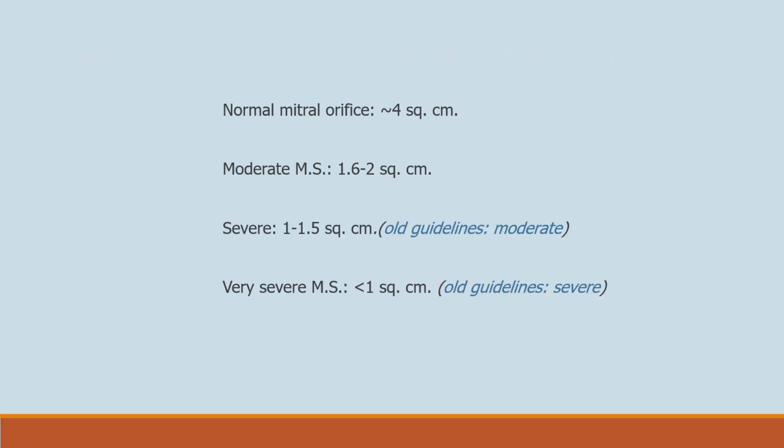What about numbers? The normal mitral orifice is around 4 square centimeters. Moderate MS is between 1.6 and 2 square centimeters. Severe is 1 to 1.5 square centimeters. In the past, we used to consider 1 to 1.5 as moderate MS, but in the recent guidelines, 1 to 1.5 is now severe, and they introduced a new term, very severe mitral stenosis, when the area is less than 1. So these are the numbers we have to remember.